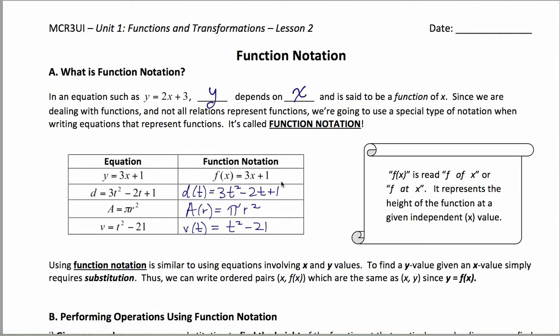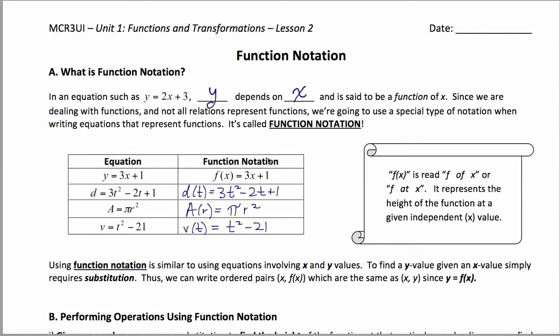So notice in an equation such as y equals 2x plus 3, y depends on x. y is the dependent variable, and x is the independent variable. So y depends on x, and so we can say that y is a function of x. As x changes, we perform some operations on x, and that gives us y. So y is dependent on whatever the value of x is that we input into this equation. So if y is a function of x, and the equation actually represents a function when you graph it, then we will write this in a slightly different way, and we're going to call this function notation.